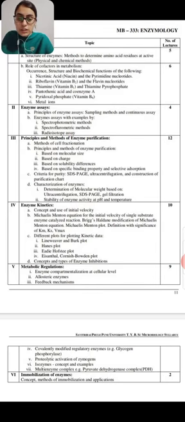Before actually starting the syllabus, I am going to tell you the subjects which are included in this academic year 2020 and 21. You have a total of 6 subjects: genetics, medical microbiology, immunology, enzymology, food and dairy, and fermentation technology. Among these 6 subjects, I am going to teach you MB333 enzymology. The code for enzymology is MB333. So here you have a total of 6 credits.